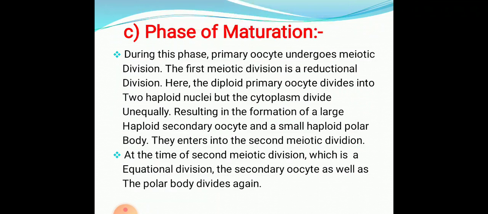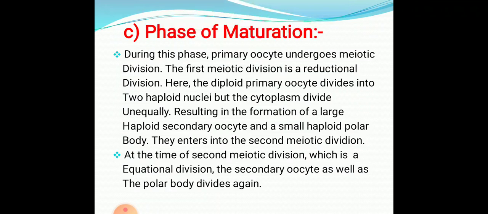Phase of maturation. During this phase, the primary oocyte undergoes meiotic division. The first meiotic division is a reductional division. Here the diploid primary oocyte divides into two haploid nuclei, but the cytoplasm divides unequally. So in the maturation phase, what happens to the primary oocyte, which is from the growth phase?